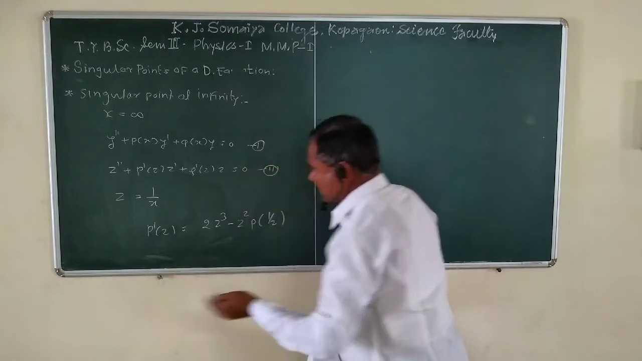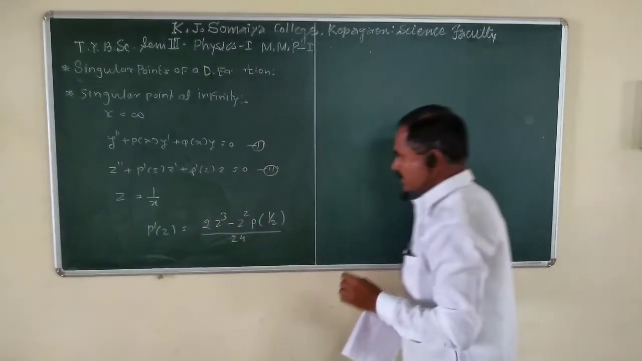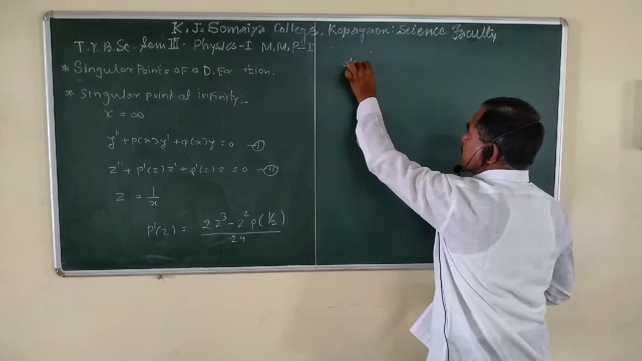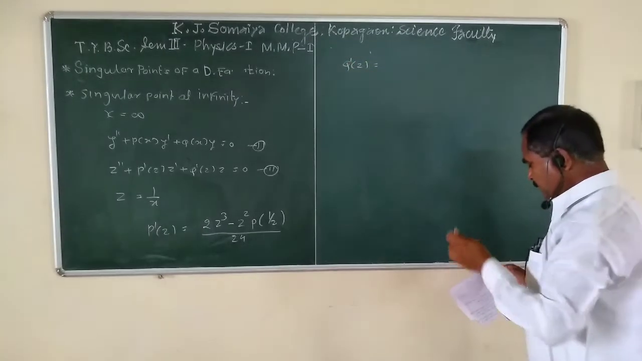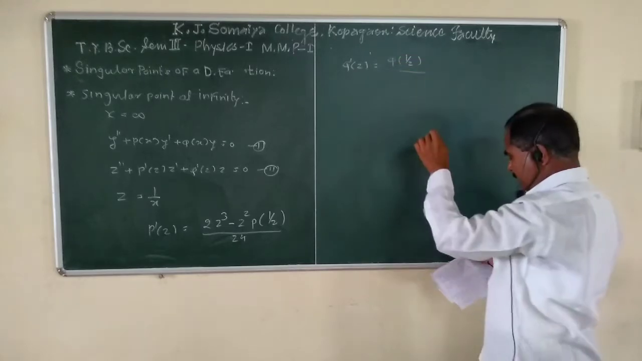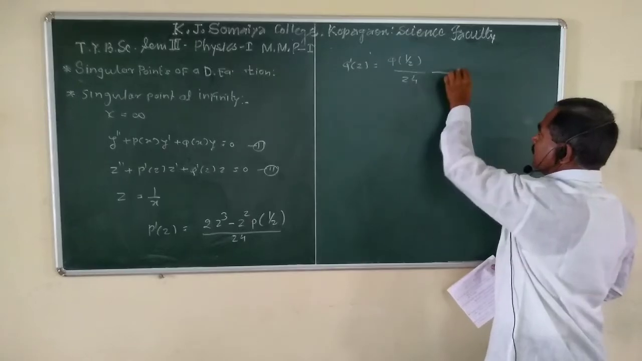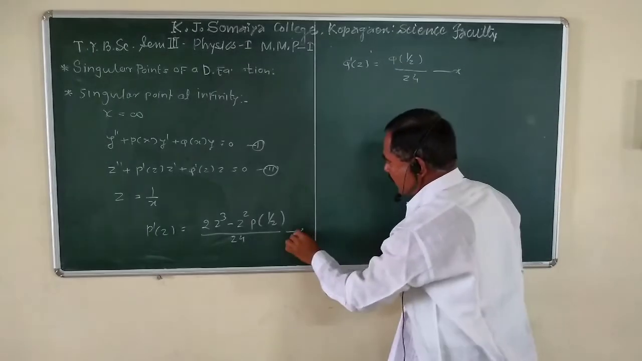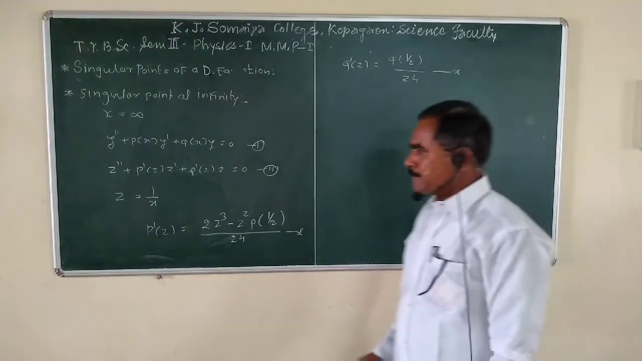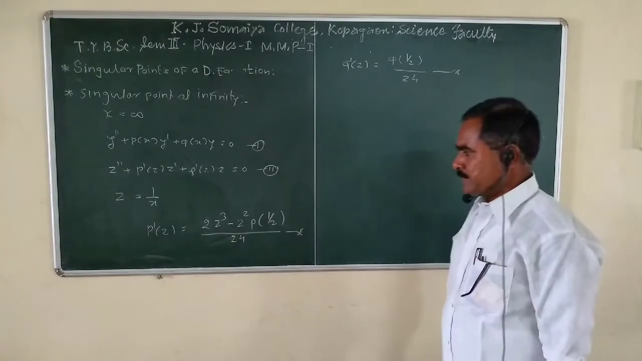Now we repeat this upon here z raised to 4, and second is q dash z equal to q of 1 by z upon z raised to 4. Now from these two equations we decide the singular points of the equation.